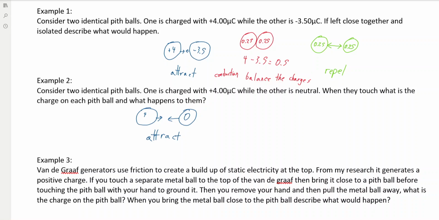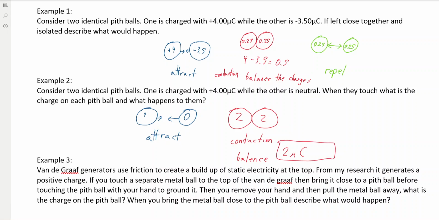Okay, when they touch, they're going to balance charges, and it's probably easier in this case to imagine what those balanced charges would look like. 2 and 2 equals 4. So conduction, and then balancing the charges. So each is going to have 2 microcoulombs, plus 2 microcoulombs each.